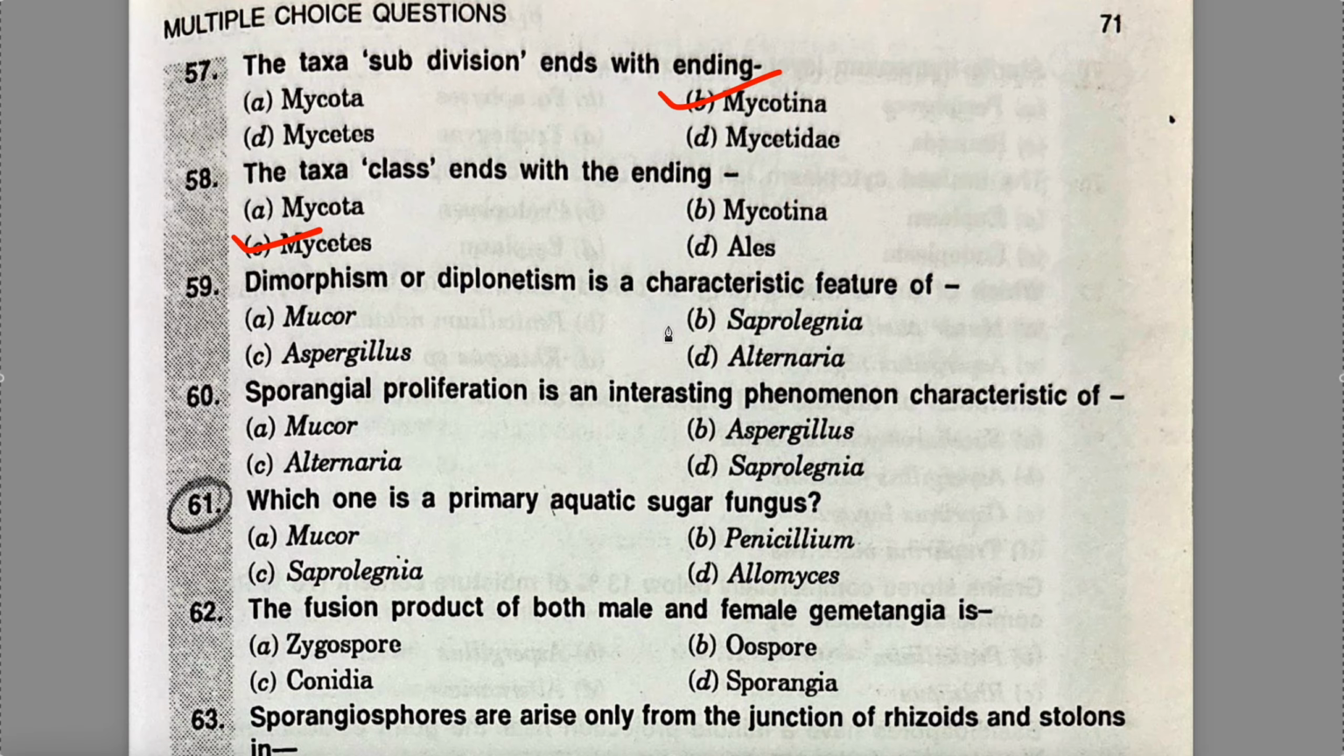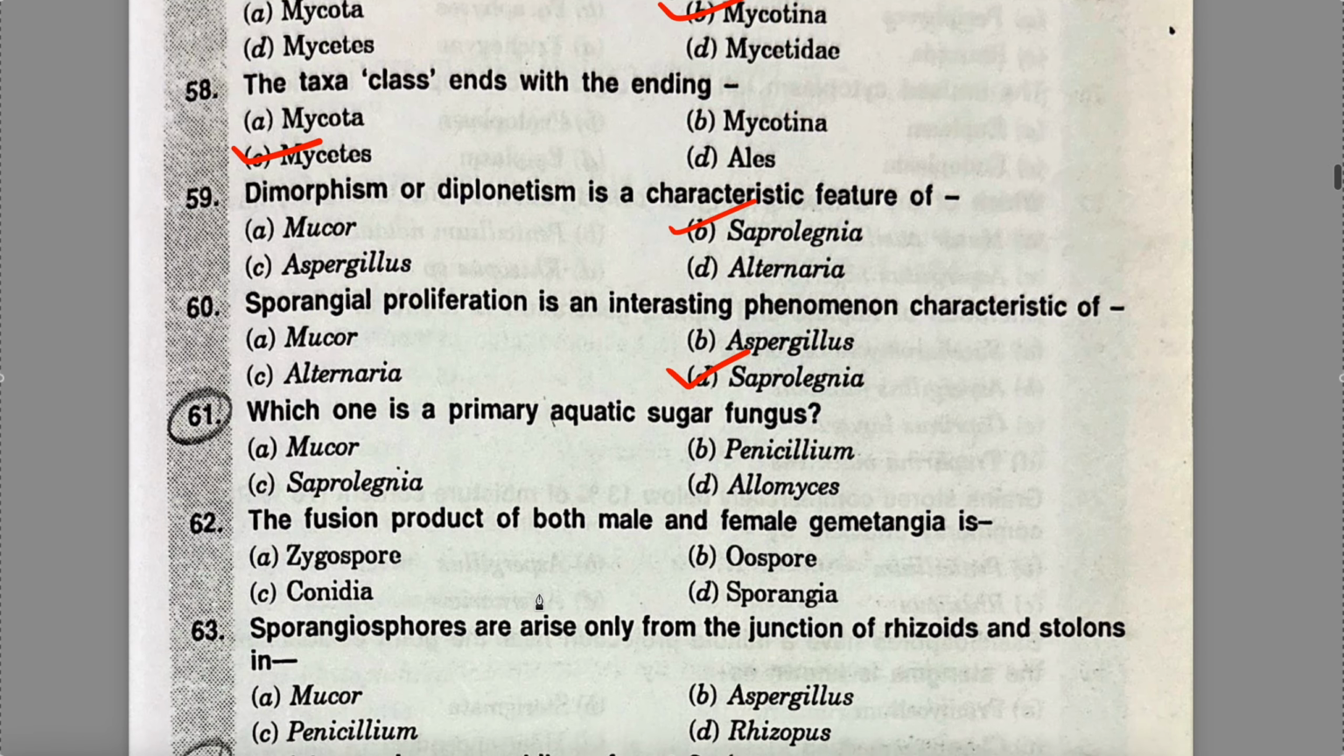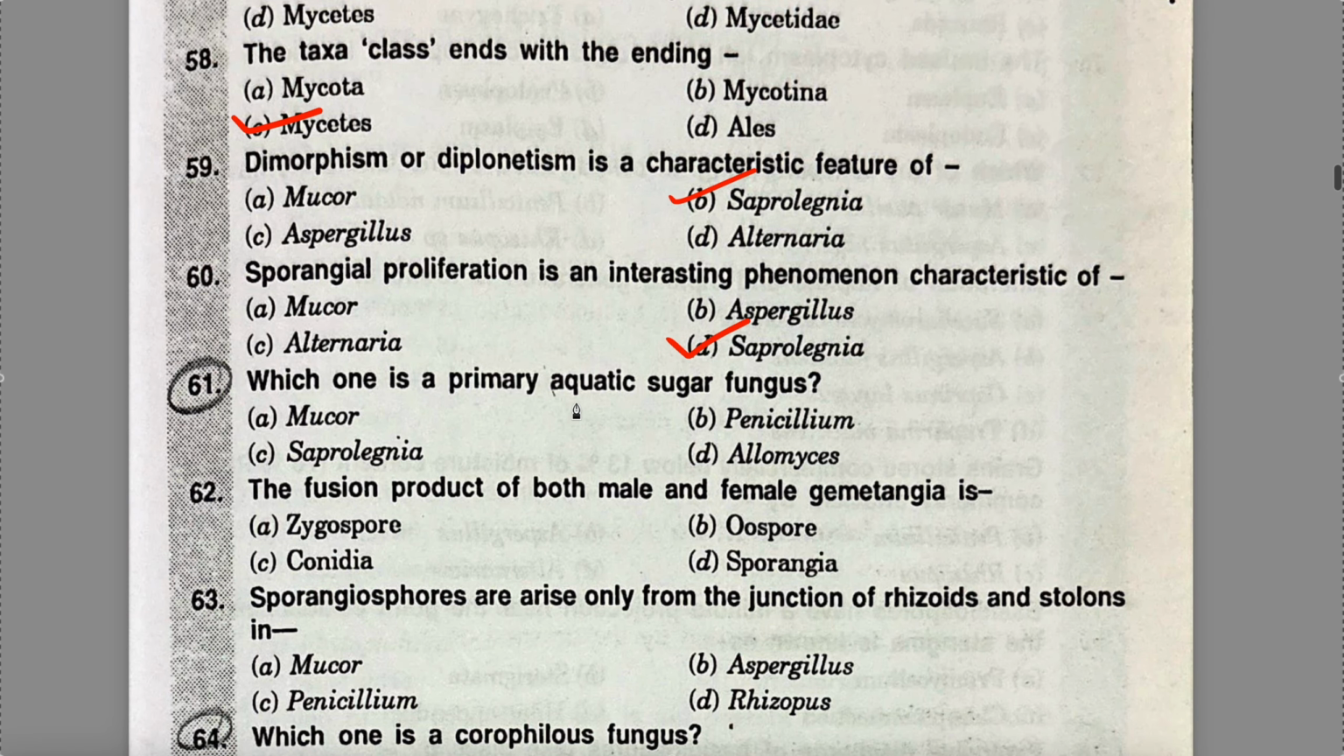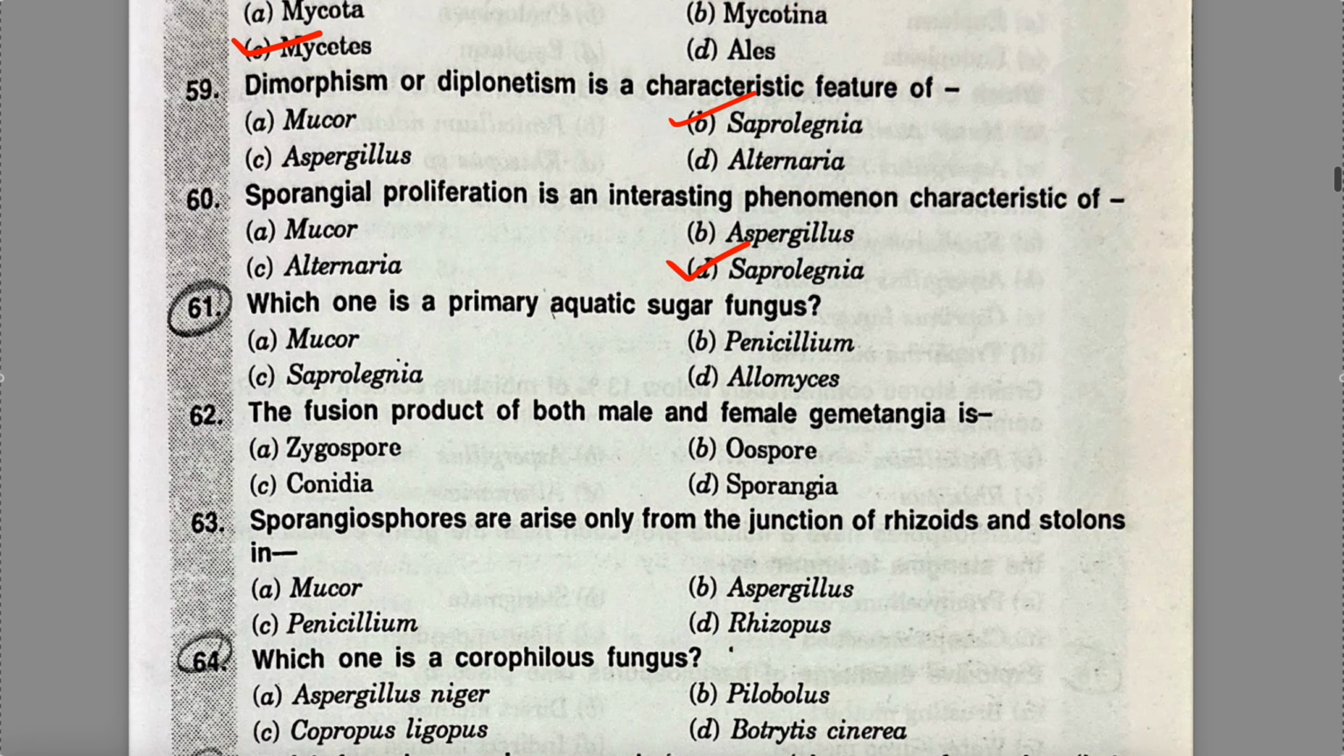Answer is option B, Saprolegnia. 60. Sporangial proliferation is an interesting phenomenon characteristic of Mucor, Aspergillus, Alternaria or Saprolegnia. Answer option D. 61. Which one is a primary aquatic sugar fungus? Mucor, Penicillium, Saprolegnia or Allomyces? It's Saprolegnia.